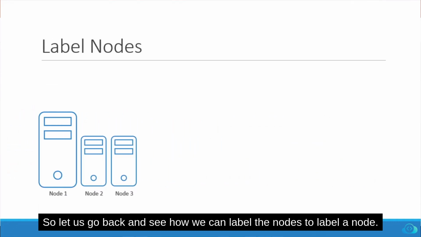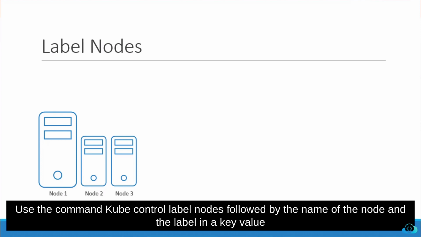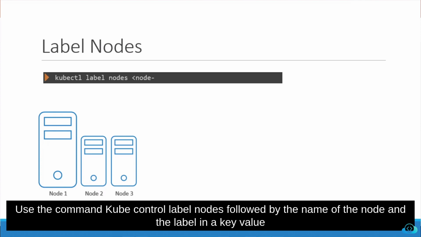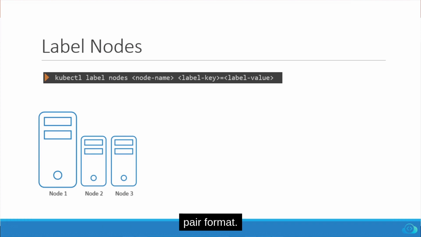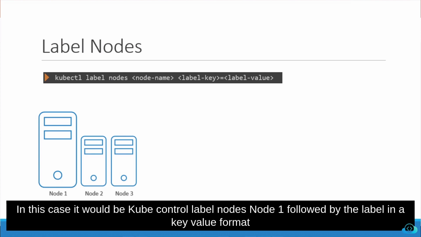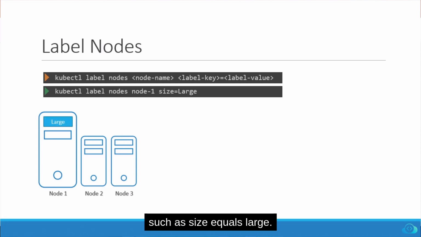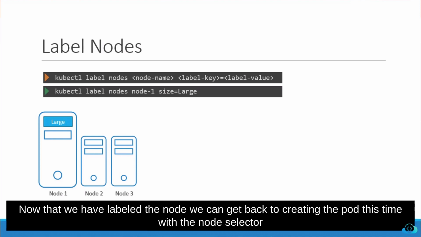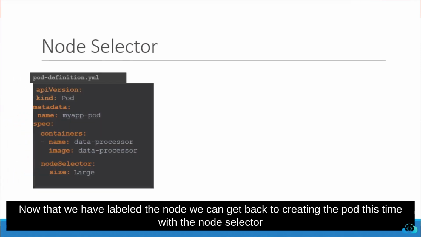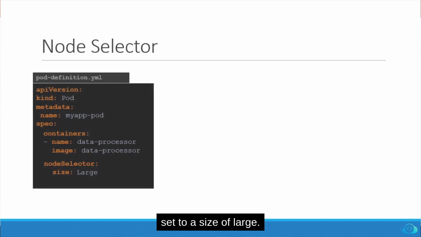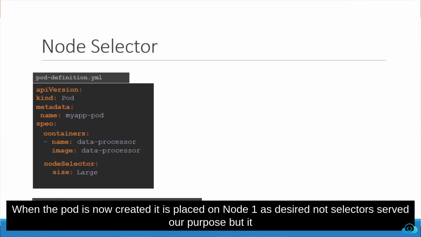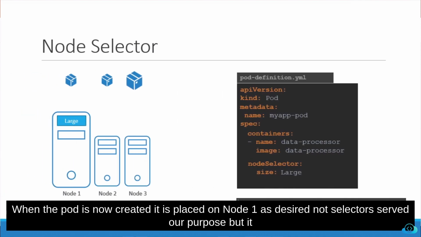To label a node, use the command kubectl label nodes followed by the name of the node and the label in a key value pair format. In this case, it would be kubectl label nodes node 1 followed by the label in a key value format such as size equals large. Now that we have labeled the node, we can get back to creating the pod, this time with the node selector set to a size of large. When the pod is now created, it is placed on node 1 as desired.